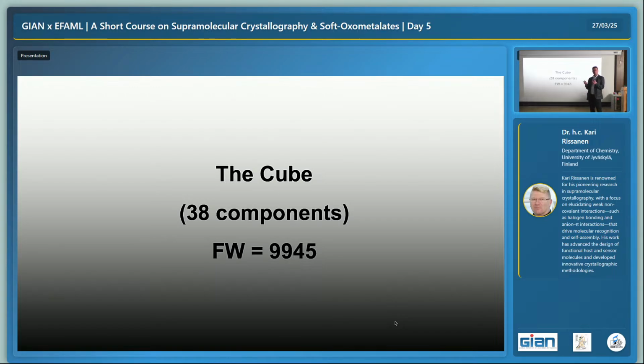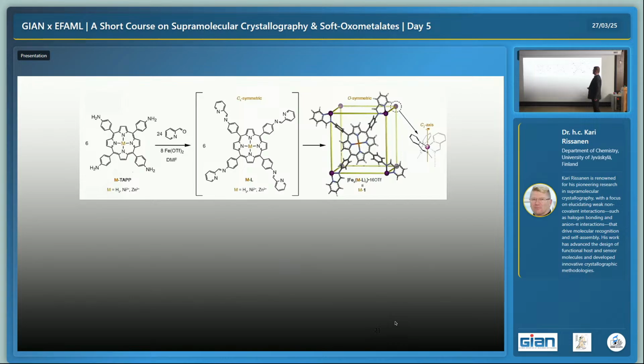As a single, isolatable molecule, we have to make it, crystallize it, and then get the structure. This is the synthesis. It's a very simple synthesis because you can buy the compound. This is commercially available, and also the pyridyl aldehyde. You mix them only with iron(II) triflate in DMF. That's the intermediate, and that's what happens.